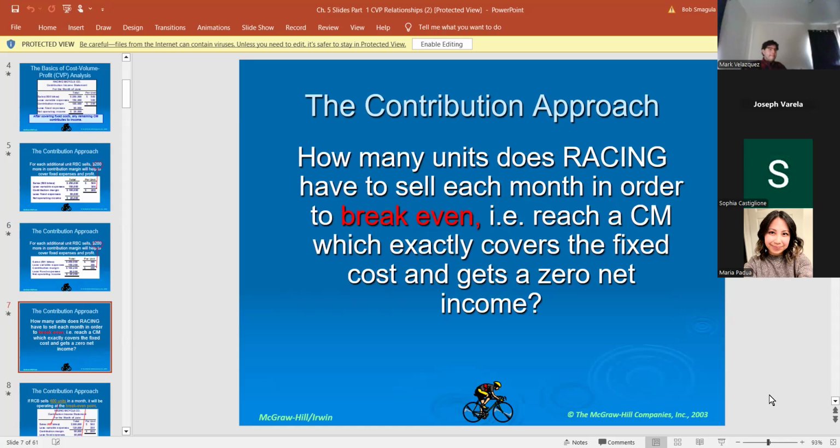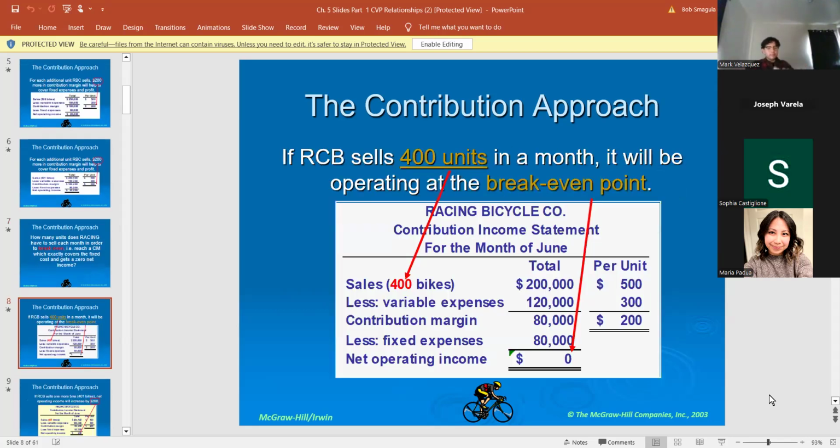How many units does Racing have to sell in order to break even? Now, this is going to take us through a few formulas for computing the break-even point. We want to know the break-even point in units and dollars. I'm going to go through the more, what I say, unnecessarily complicated method, and then we're going to get to the slides that make things a lot easier for us. But some of you are math nerds and you kind of like to do it that way, huh?